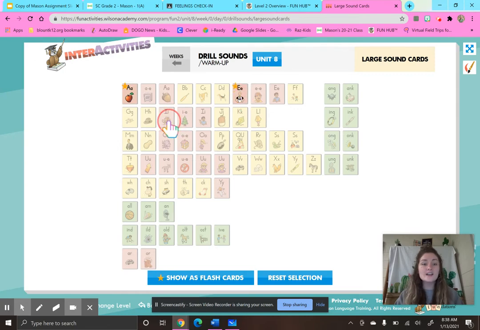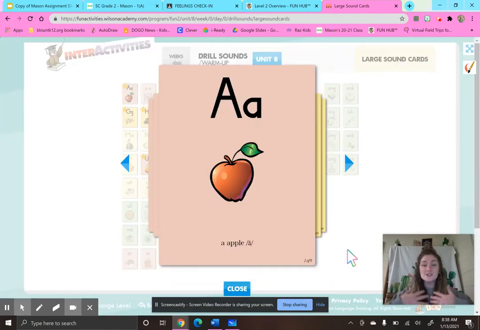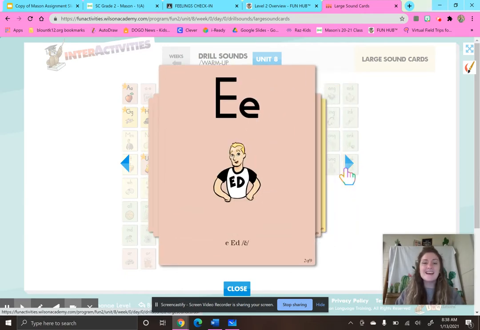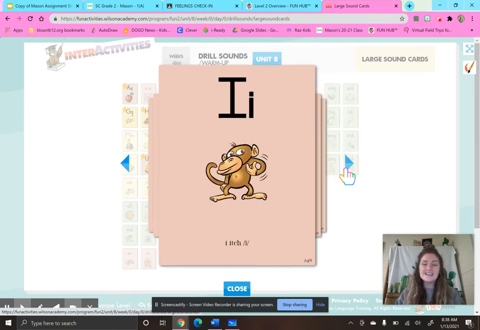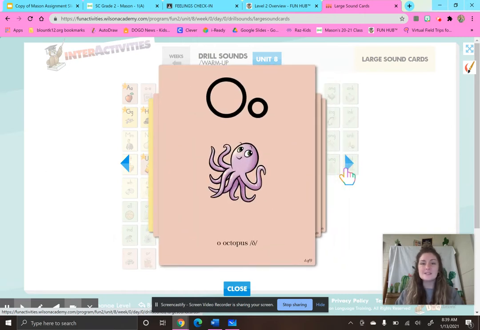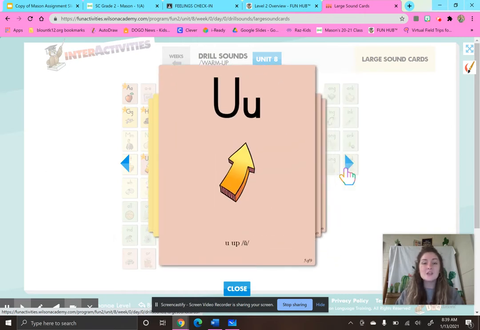Our short vowel sounds, remember, we see those short vowel sounds in closed syllables. And we are going to wrap it up by doing some consonants. Remember to echo what I say. A, apple, a. E, ed, e. I, itch, I. O, octopus, o. U, up, u.